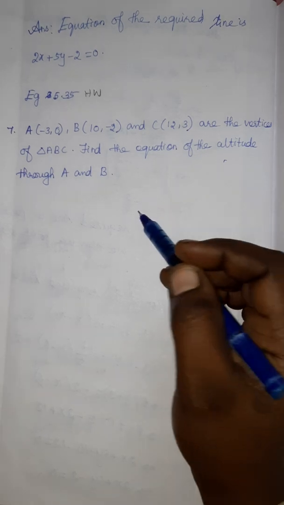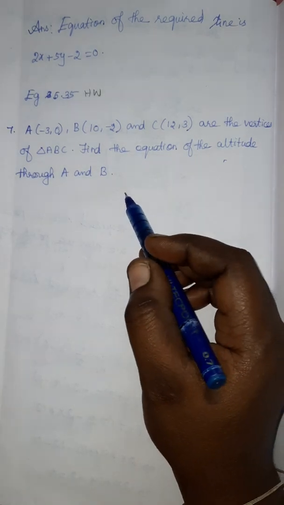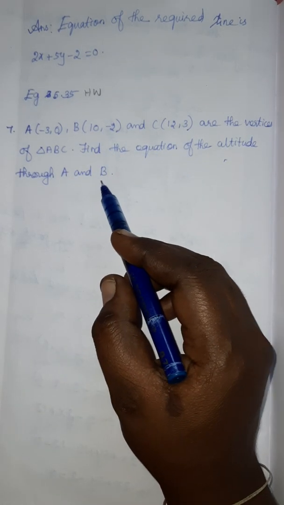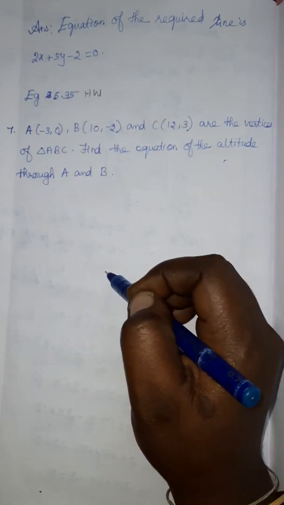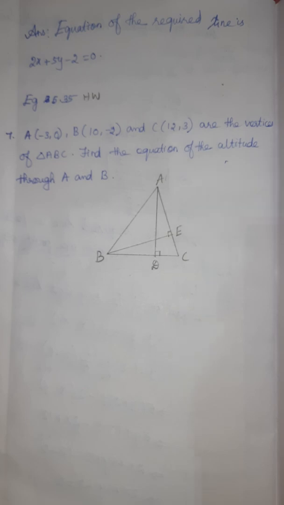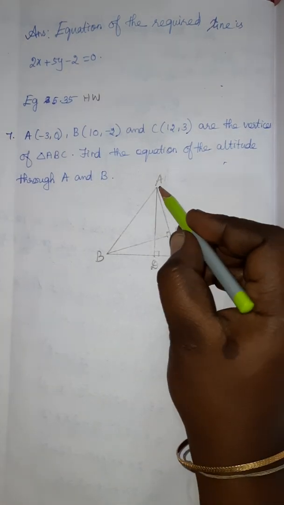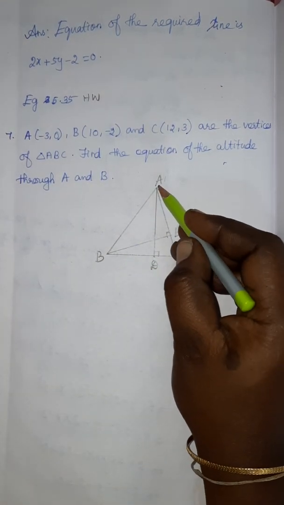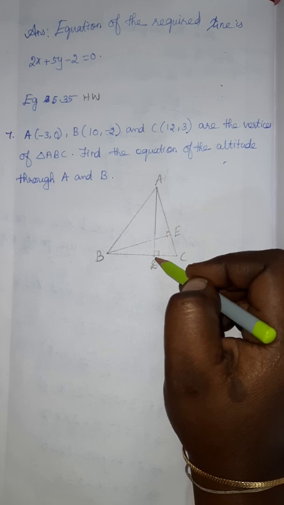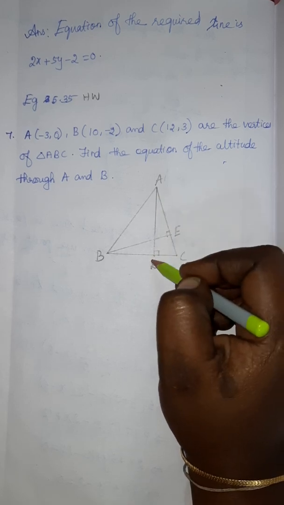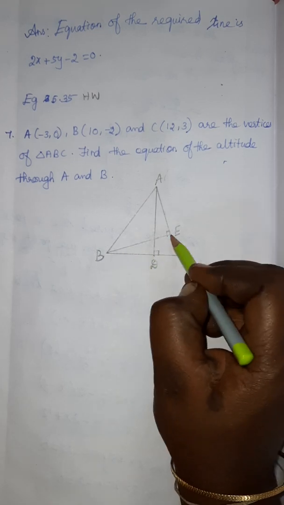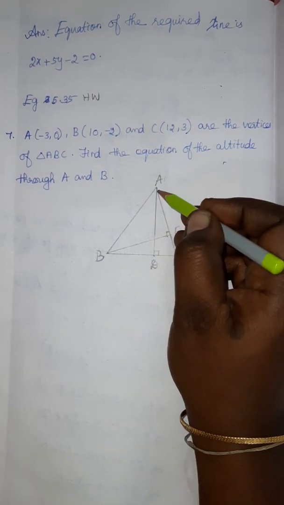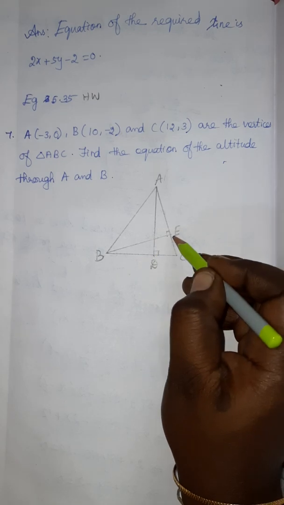First we can draw the diagram of triangle ABC and mark these coordinates. Then draw the altitude and give it a name. Then we can do the sum. Now you see the triangle ABC. Through A, I draw an altitude, it is AD. Through B, I draw another altitude, it is BE. So you need to find the equation of AD and BE.